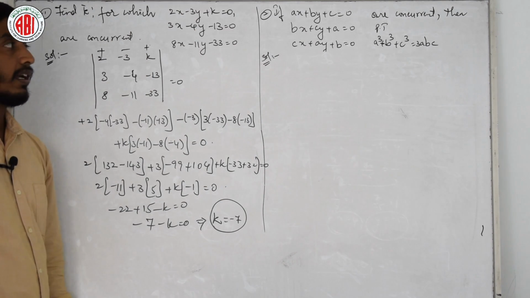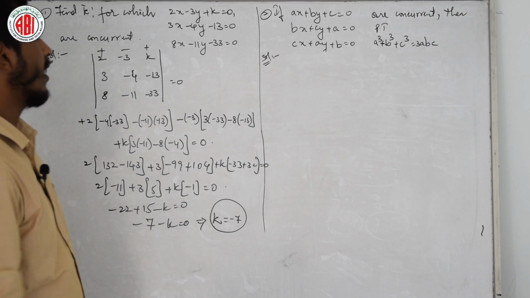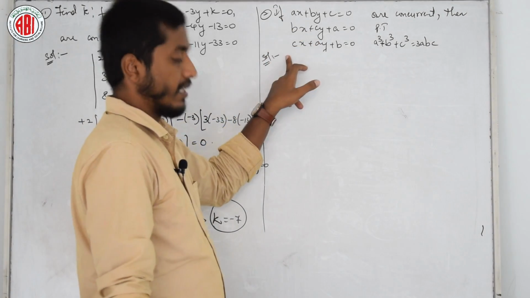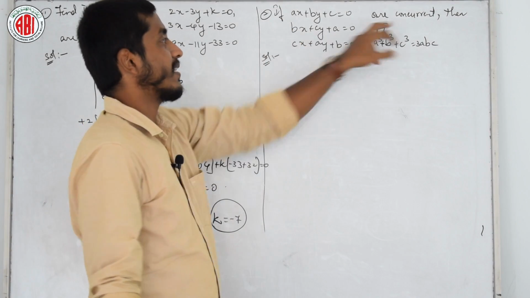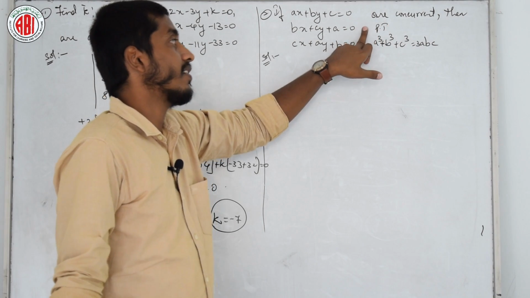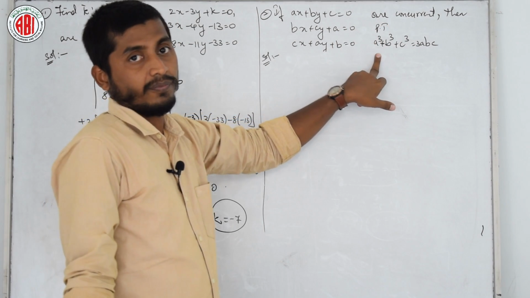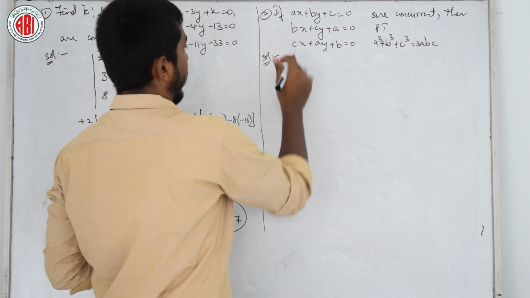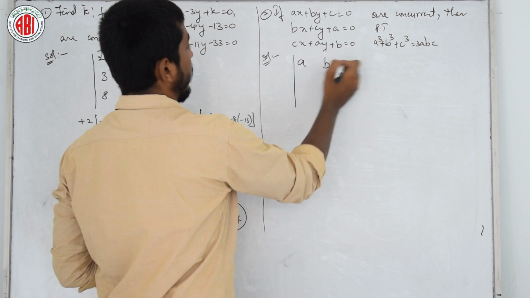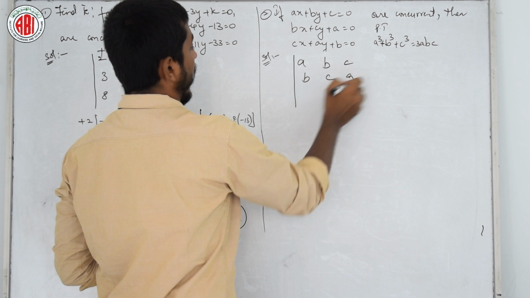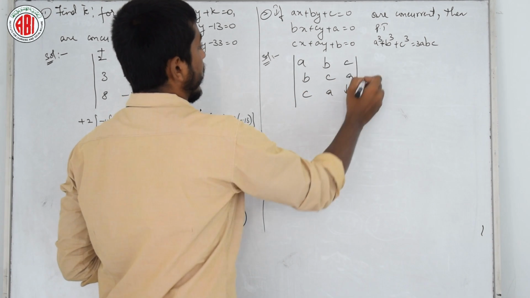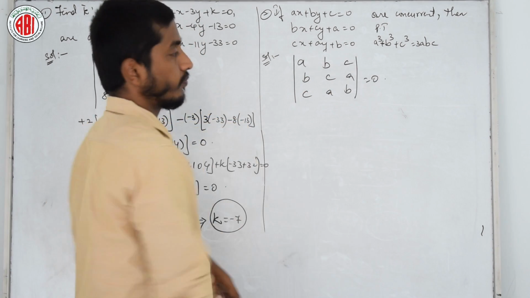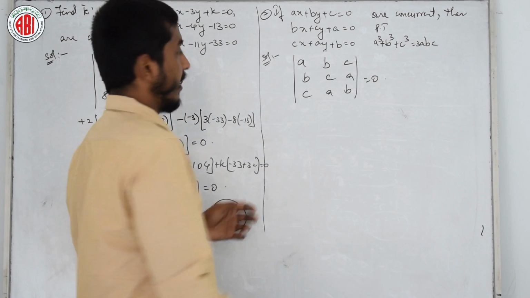Let us do the same thing in the next problem. Here they give three equations. They say that these three equations are concurrent and ask us to prove this condition. Okay, let us do that. The determinant of coefficients a, b, c; b, c, a; c, a, b is 0. Okay, let us find it.